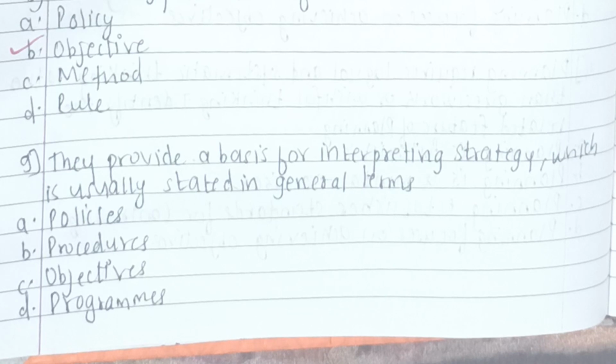Moving on to the next one, they provide a basis for interpreting the strategy, which is usually stated in general terms. The options are policies, procedures, objectives and programs. Let's read the question once again. They provide a basis for interpreting the strategy. Here the right answer is policies. Why policies? Because first of all, policies are usually stated in the most general form. Policies are like a guide to the manager in taking decisions in order to implement the different strategies. So policies form a basis for interpreting the different strategies.